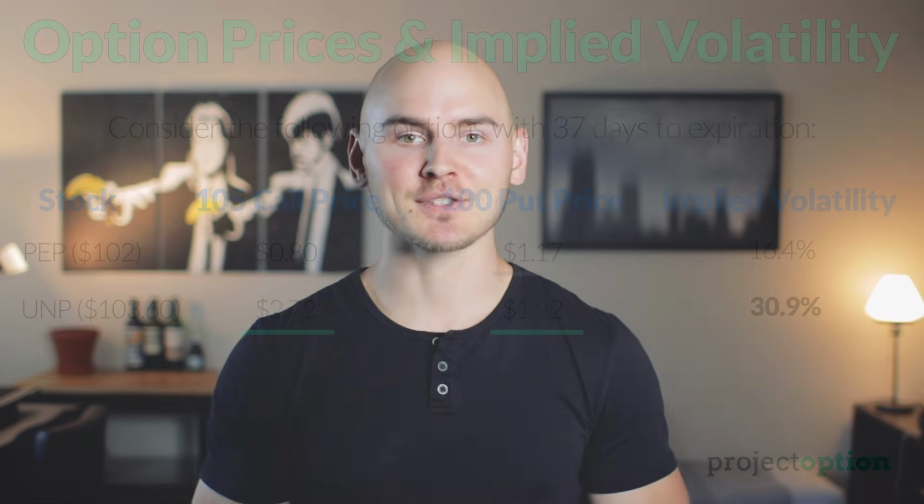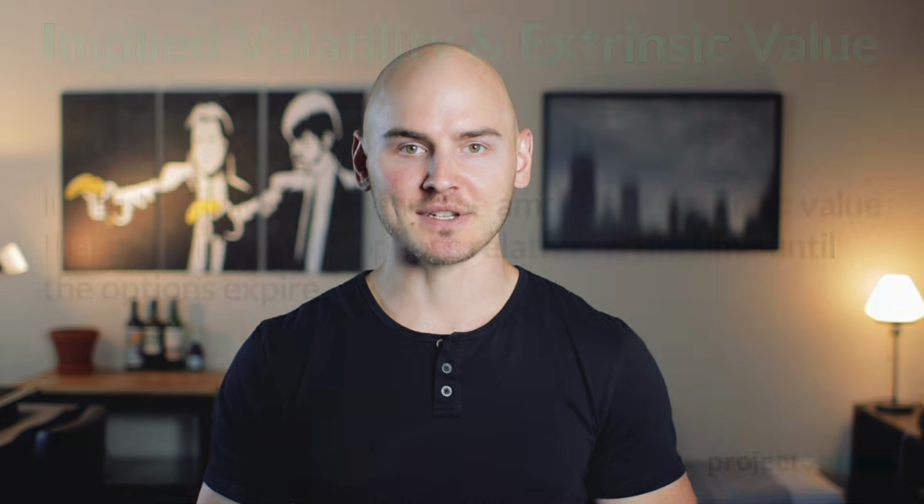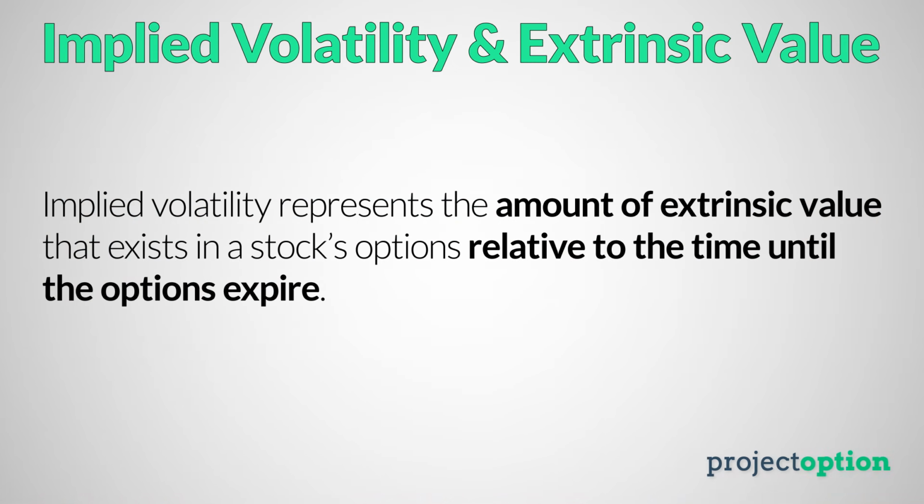But it's not the option's overall price that gives us implied volatility. It's actually the extrinsic value that exists in the stock's options. In other words, implied volatility represents the amount of extrinsic value that exists in a stock's options relative to the time they have until they expire. Let's look at some real-time examples and compare some similarly priced stocks, looking at the options on each stock to determine which one has higher levels of implied volatility.